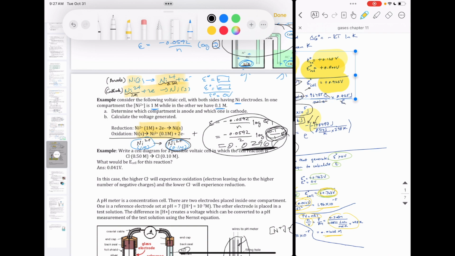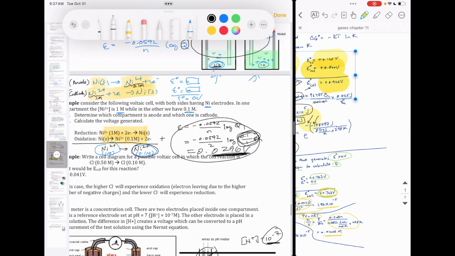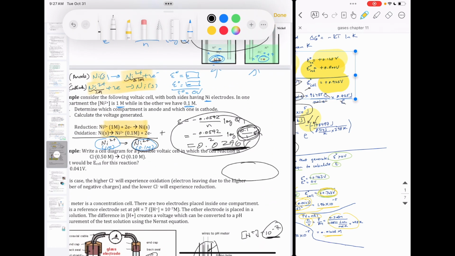The other situation where concentration cell is really applicable is in biological systems. In biological systems, a lot of times you have a cell or a compartment where you have the same ions both on the inside and the outside. For example, you have sodium ion on the inside and sodium ion on the outside.